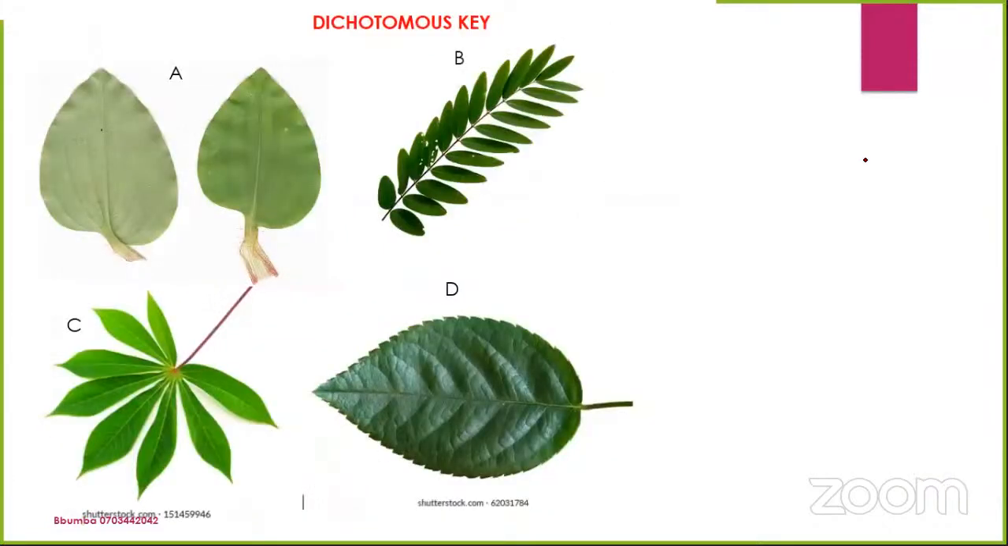Now, what do we study at the end of it all when we are looking at leaves? We look at what we call a dichotomous key. And in this lesson, I am going to teach you how to construct a dichotomous key. Actually, another name for a dichotomous key, you can call it an identification key.